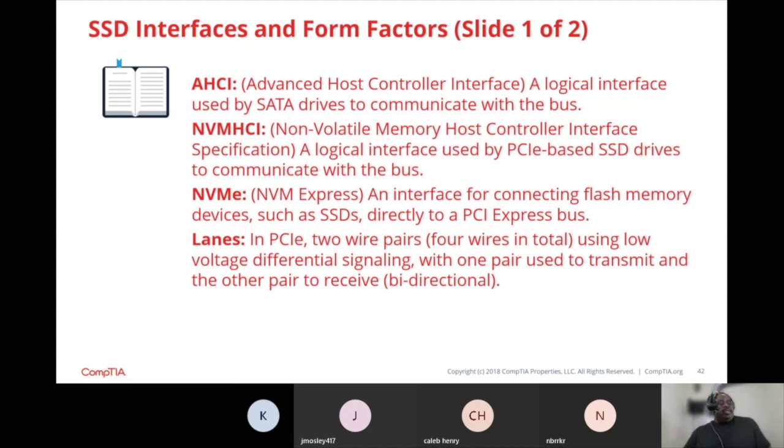So the SSD interfaces and form factors. You have the Advanced Host Controller Interface, which is a logical interface used by SATA drives to communicate with the bus. The Non-Volatile Memory Host Controller Interface is a logical interface used by PCIe-based SSD drives. The ones for PCI Express are more rectangular.